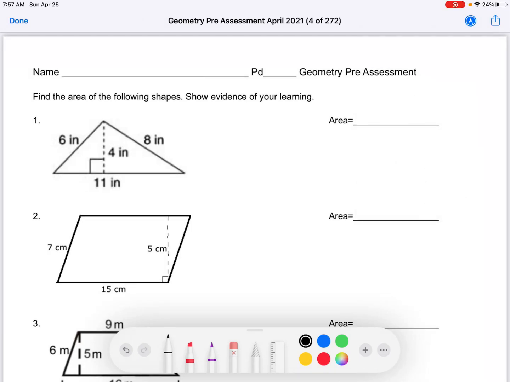All right, I'm just creating a video for this geometry pre-assessment. I don't think it's necessarily that you need the video for pre-assessment, but I feel like this is a good geometry review video since it will talk about the geometric shapes that you're going to see on the next assessment.